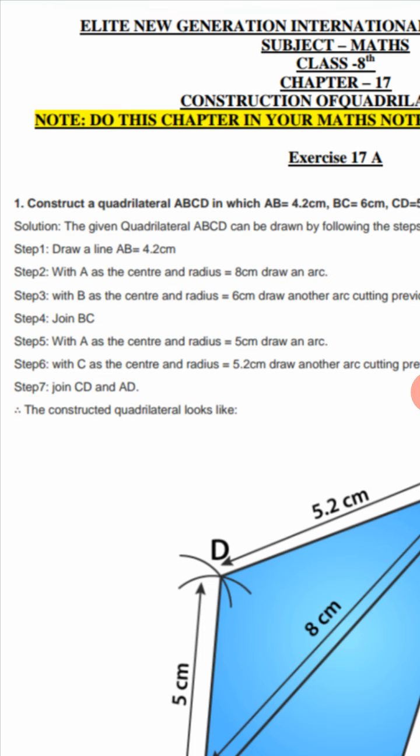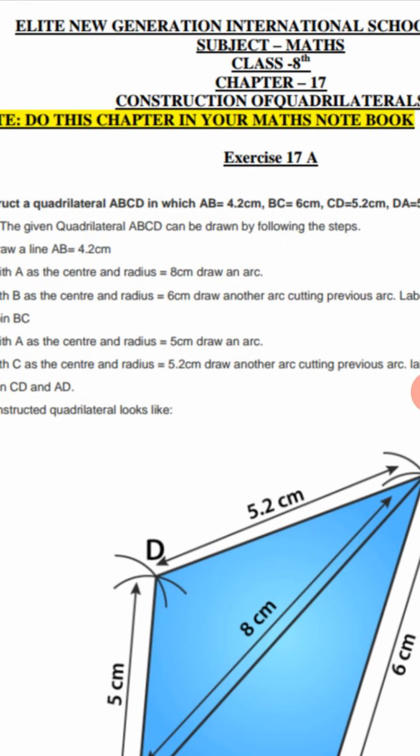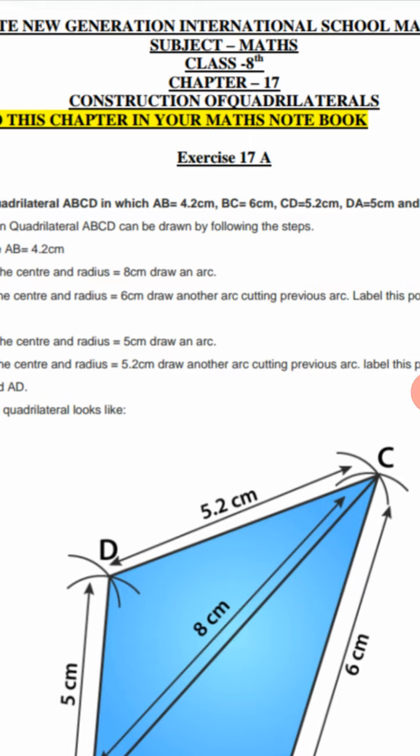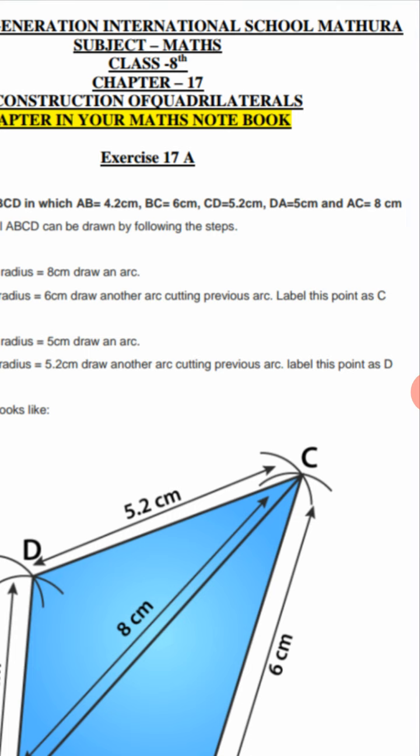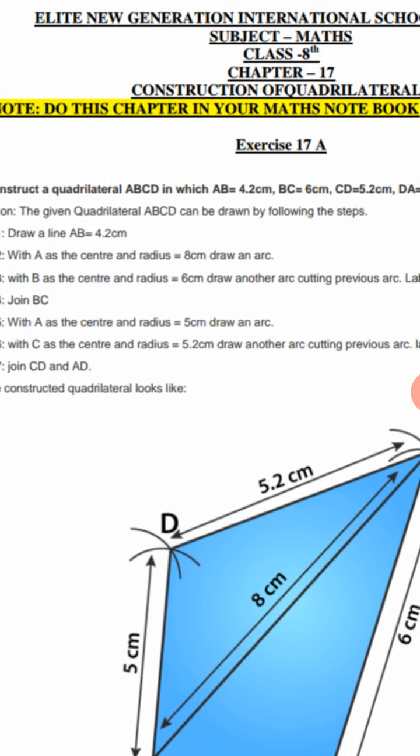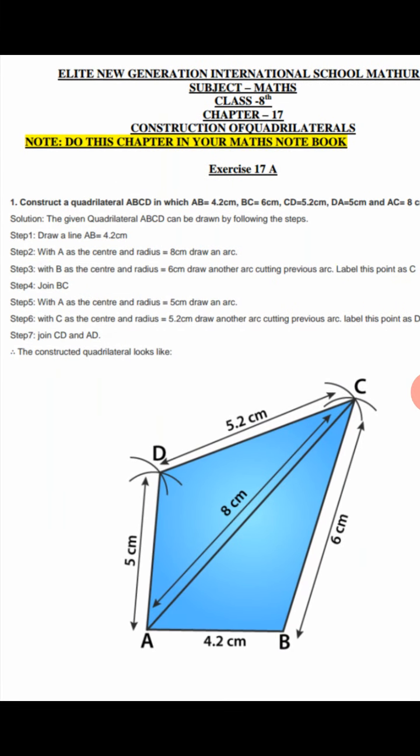Construct a quadrilateral ABCD in which AB equals 4.2 centimeter, BC equals 6 centimeter, CD equals 5.2 centimeter, DA equals 5 centimeter and AC equals 8 centimeter. So we have to construct this quadrilateral with the help of geometrical construction apparatus. First of all we will write the steps of construction also. In this solution the given quadrilateral ABCD can be drawn by the following steps.